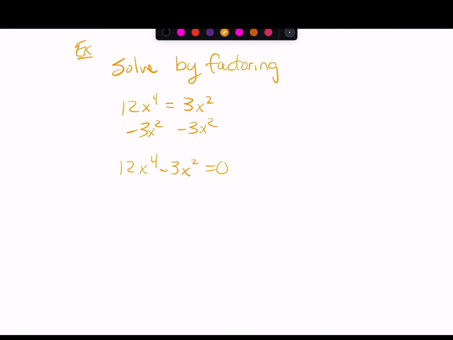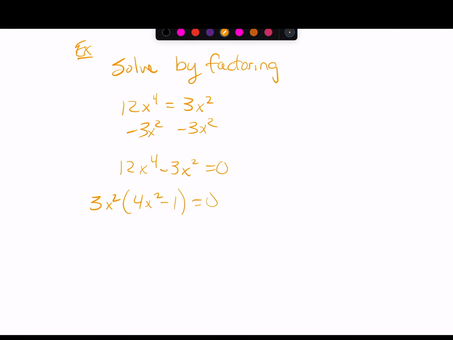What can we factor out? Well, we want to try and factor out the lowest power on x, or x squared. But we can also factor out a coefficient because we have 12 and negative 3, and we can factor out a 3. So let's factor out 3x squared. And that leaves us with 4 times x squared minus 1. 3x squared times 4x squared minus 1 is equal to 0.